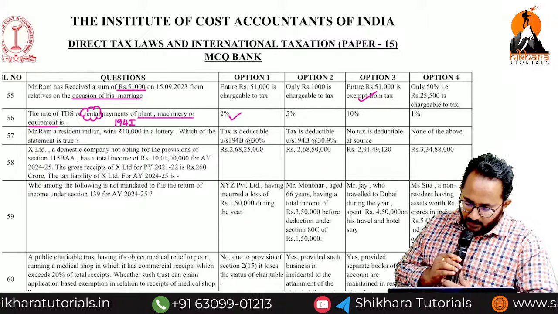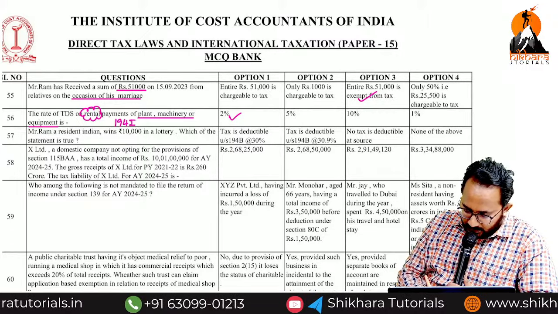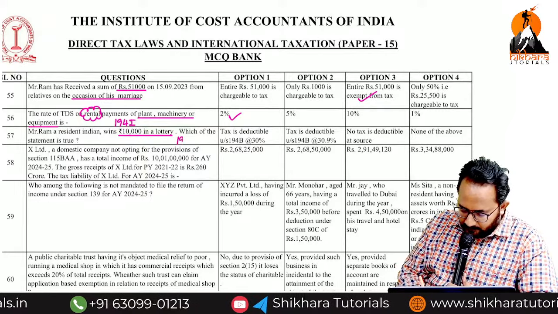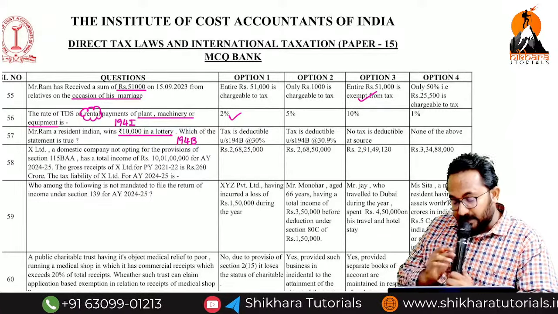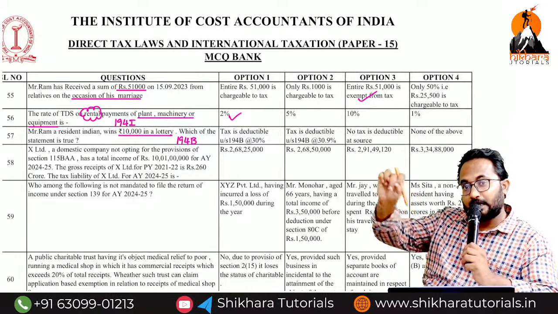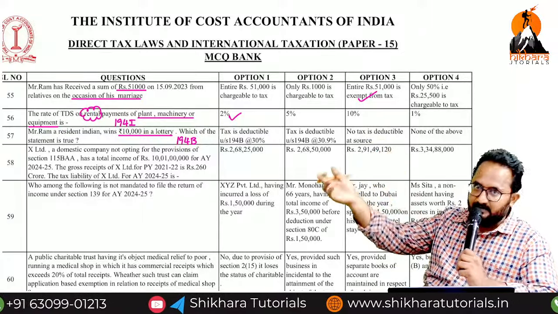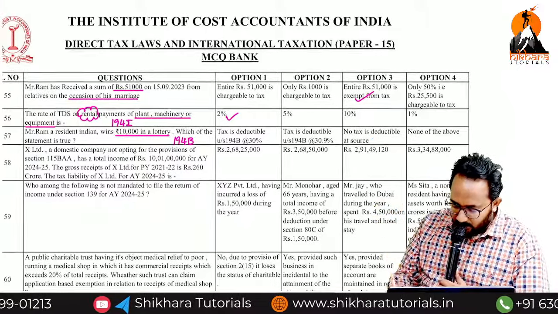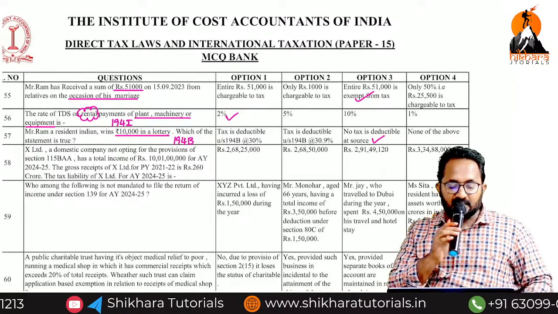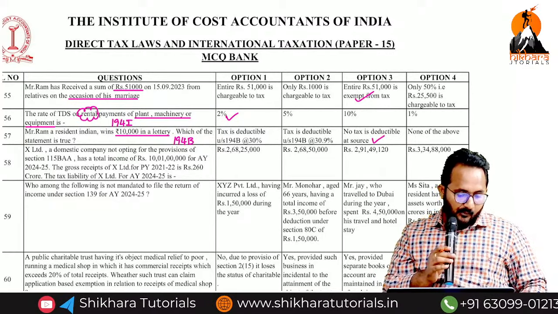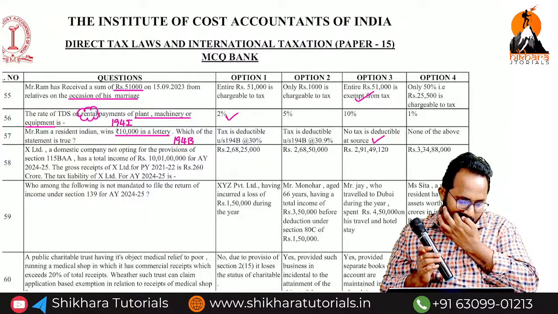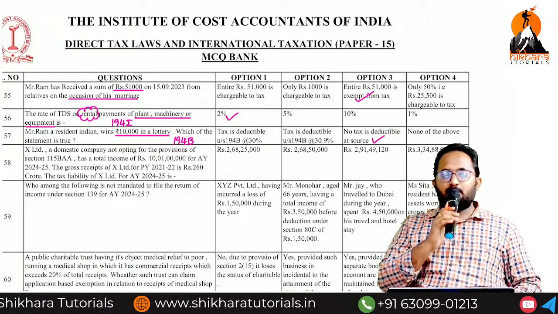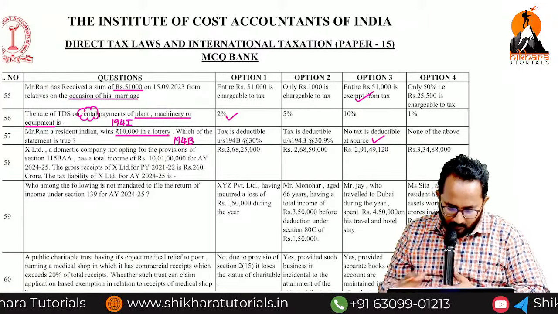Done. Next, a lottery-related winning of 10,000 is there. For lotteries we have 194B. If the threshold limit of 10,000 is exceeded, then we are required to apply TDS at the rate of 30%. Here the amount is exactly 10,000. It does not exceed 10,000. So there is no need to deduct TDS under this section. What is the threshold limit? Exactly 10,000. If it is more than 10,000, yes, we can deduct.